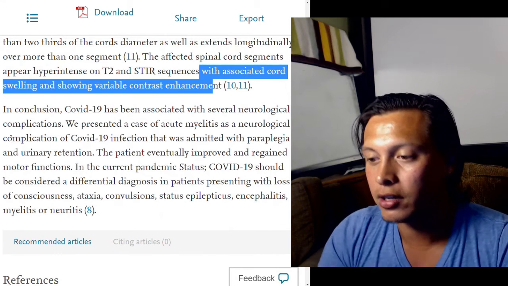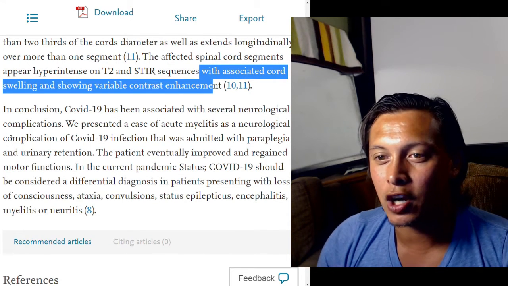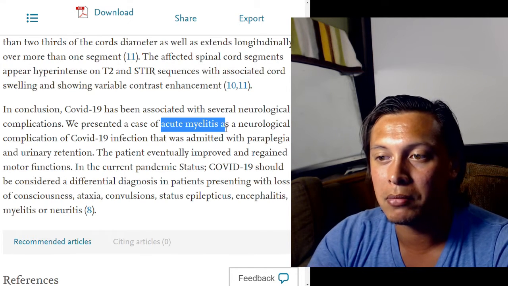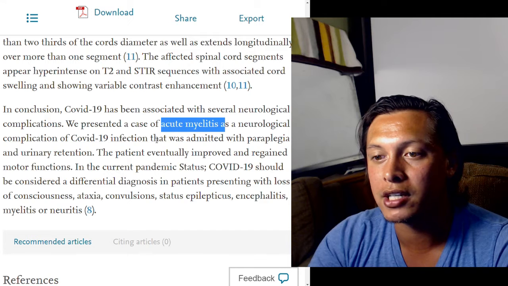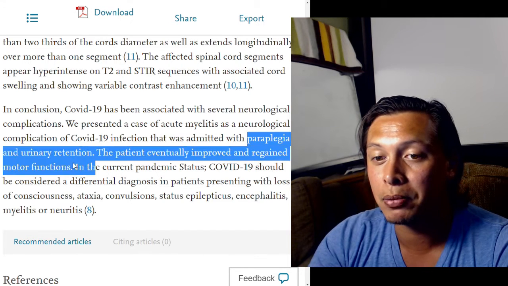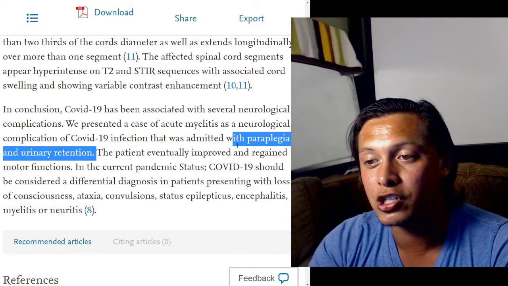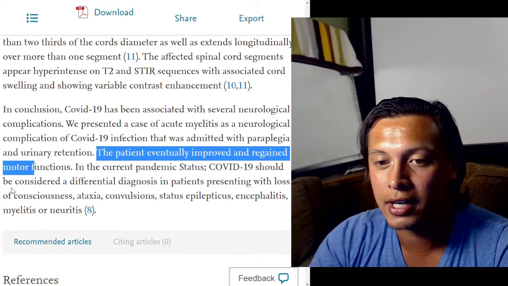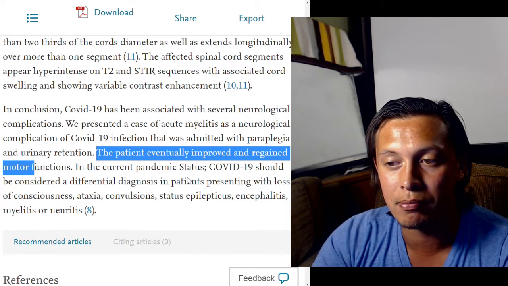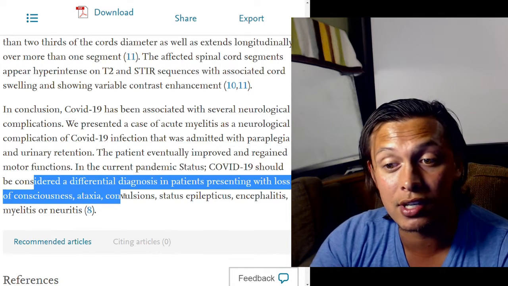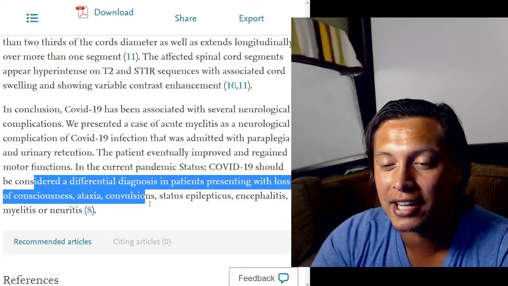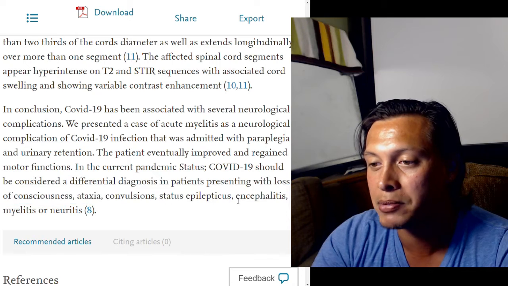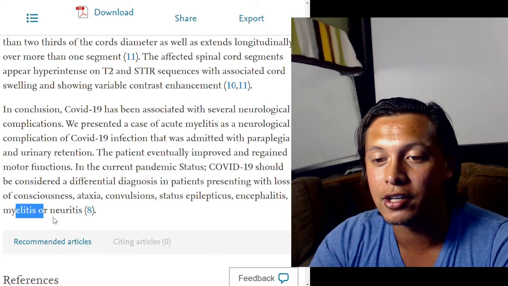So in conclusion, finally, COVID-19 has been associated with several neurological complications. We present a case of acute myelitis as a neurological complication of COVID-19 infection that was admitted with paraplegia and urinary retention. The patient eventually improved and regained motor function, and in the current pandemic status, COVID-19 should be considered a differential diagnosis in patients presenting with loss of consciousness, ataxia, convulsions, status epilepticus, epilepsy, and encephalitis, myelitis, or neuritis.